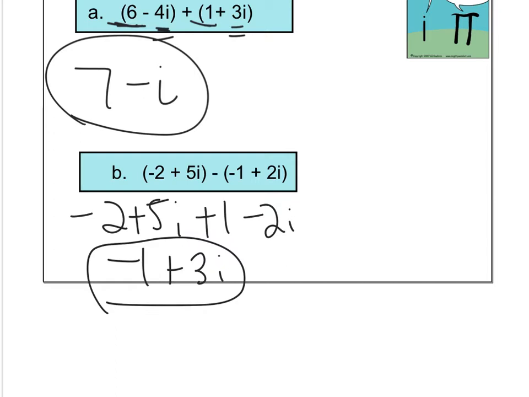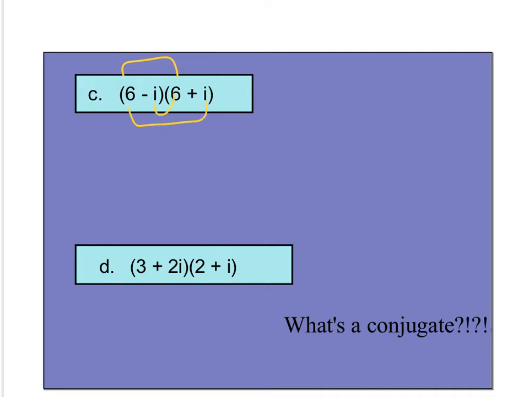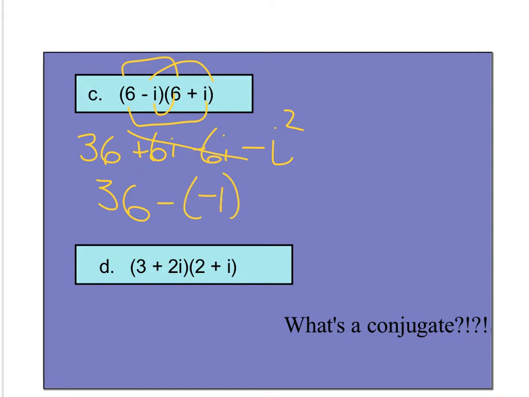The fun part begins when you have to multiply. So what's kind of fun is that this problem right here is what you call a conjugate because it's got 1 plus, 1 minus. So if I just follow my rules, draw my box or whatever, I can just follow along here because watch what happens. 36 plus 6i minus 6i minus i squared. So plus 6i minus 6i cancels out. This 36 minus i squared, i squared is negative 1. So 36 minus negative 1 becomes 37. There's my answer.